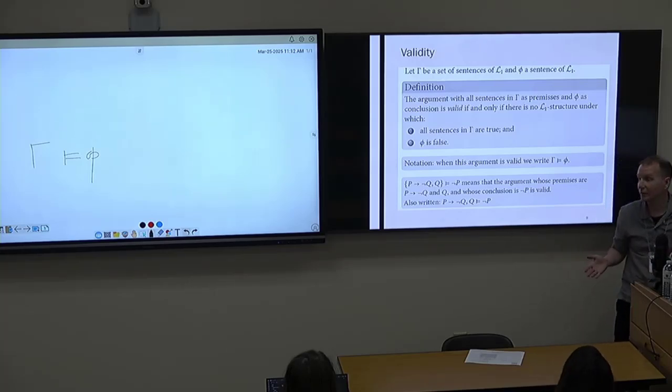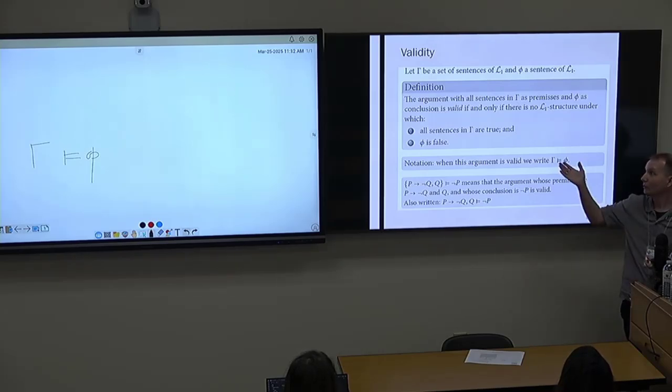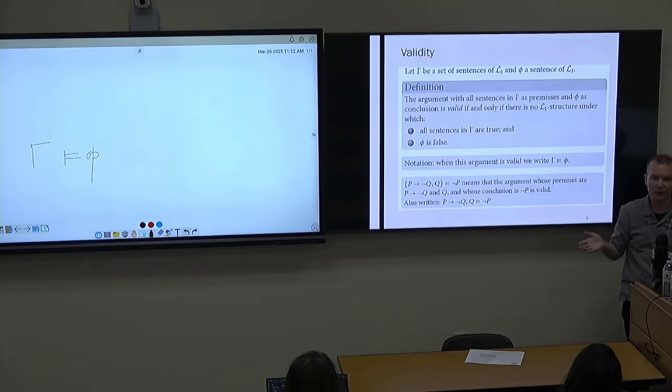Now if it doesn't happen, then it doesn't follow from gamma. If there's any possibility that all sentences in gamma are true, but phi somehow under any structure happens to be false, then phi is not following from gamma.